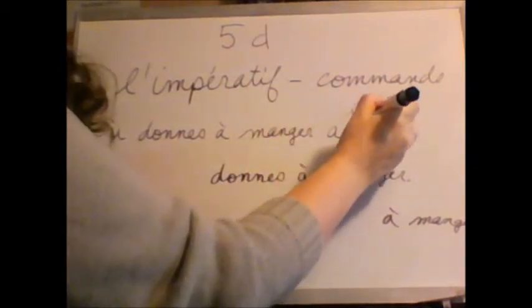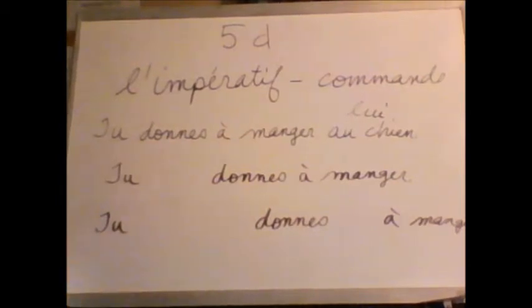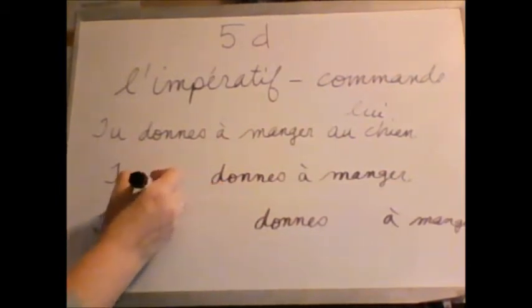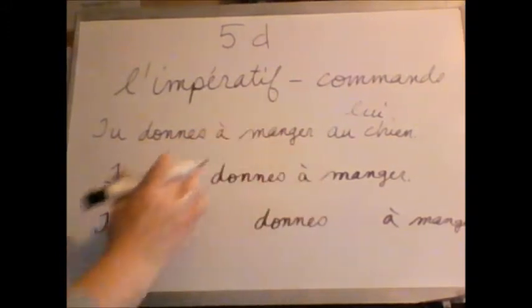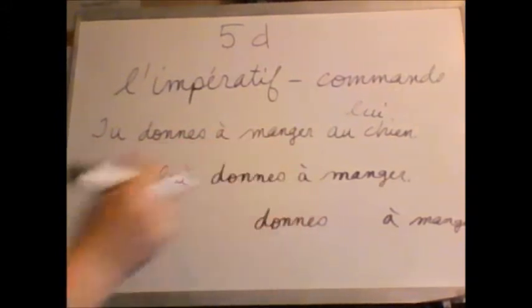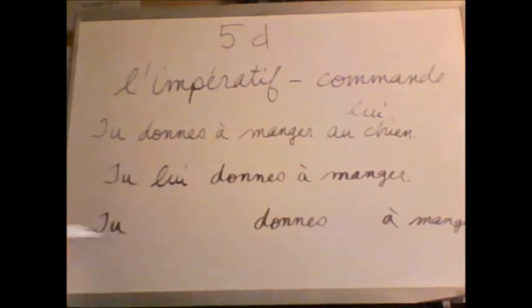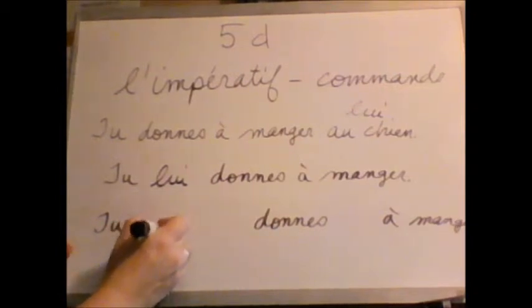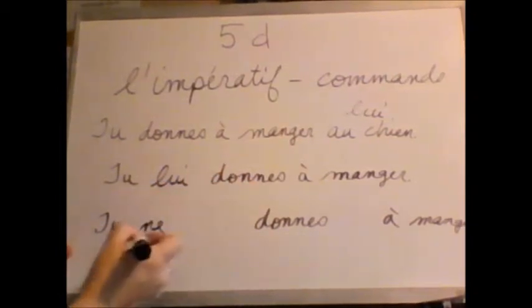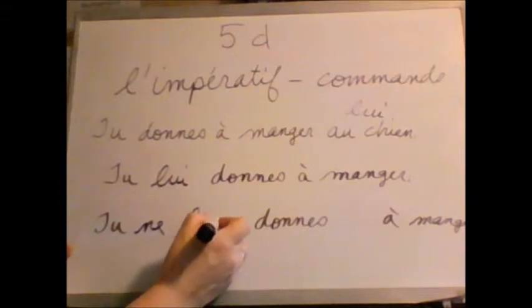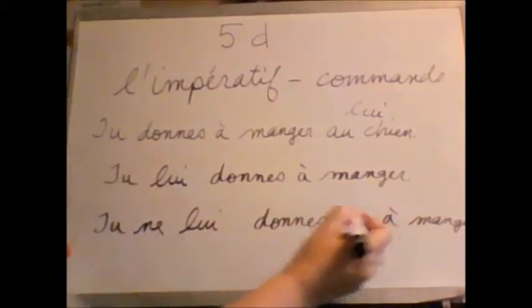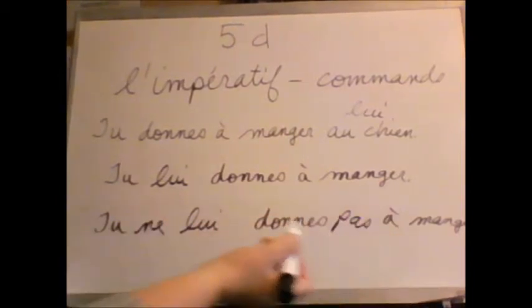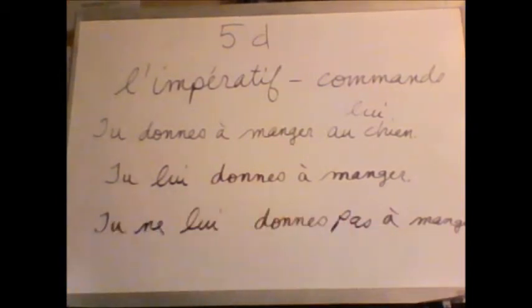Hopefully you said lui. And where does it go in the sentence? In front of the verb, right? Tu lui donnes à manger. You give something to eat to the dog, or you give him something to eat. That's what you're saying. What about in the negative? You don't give him something to eat. You can't separate ne and lui, so the ne goes out before the lui. Tu ne lui donnes, and then the pas goes after the verb as always, right? You don't give him something to eat.